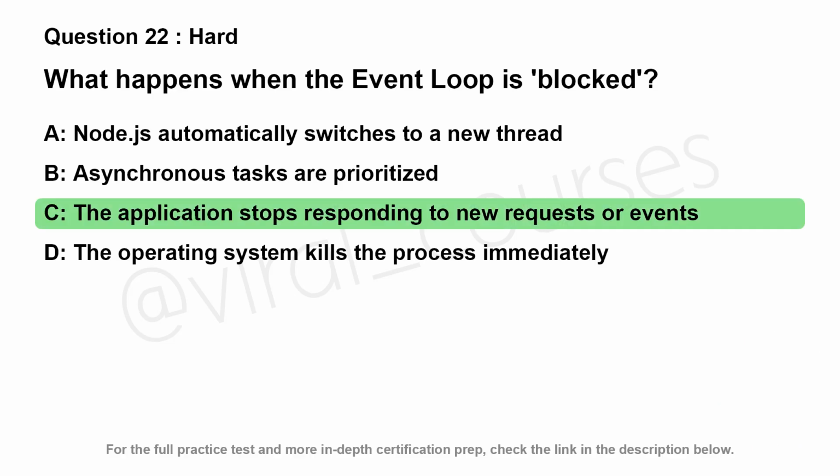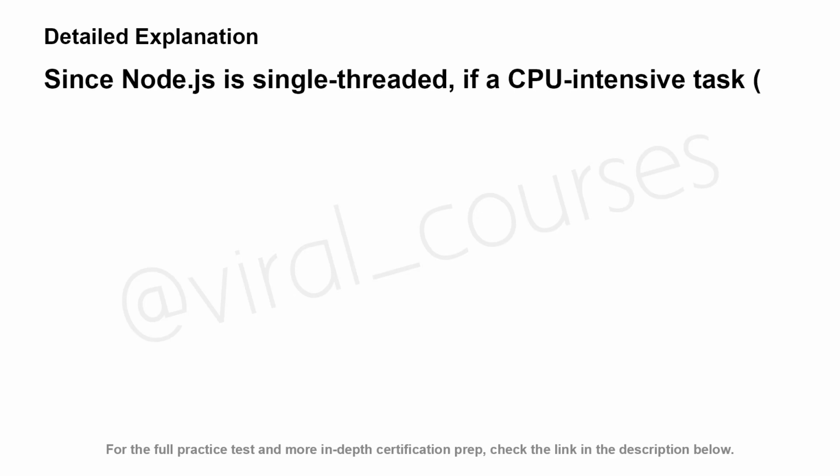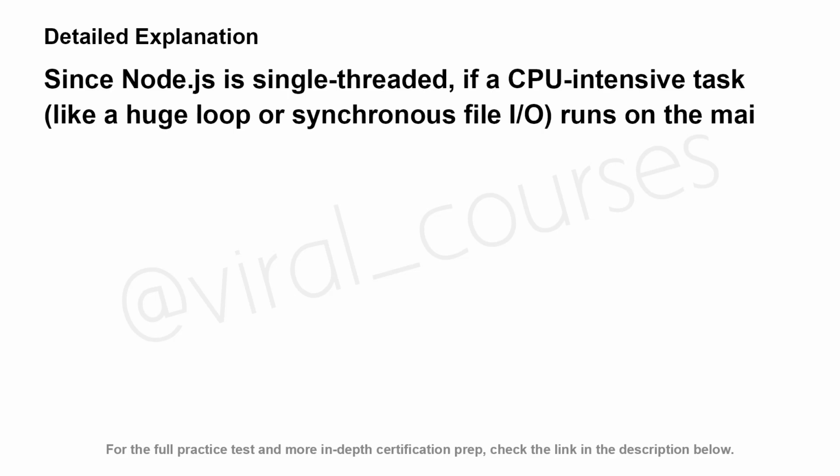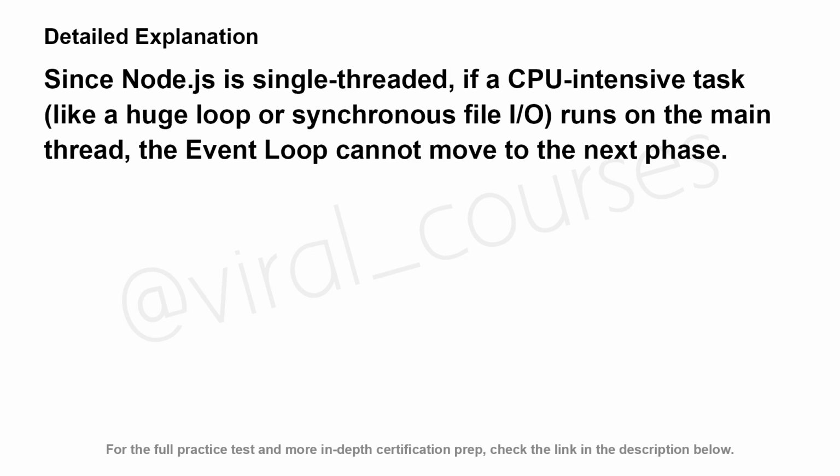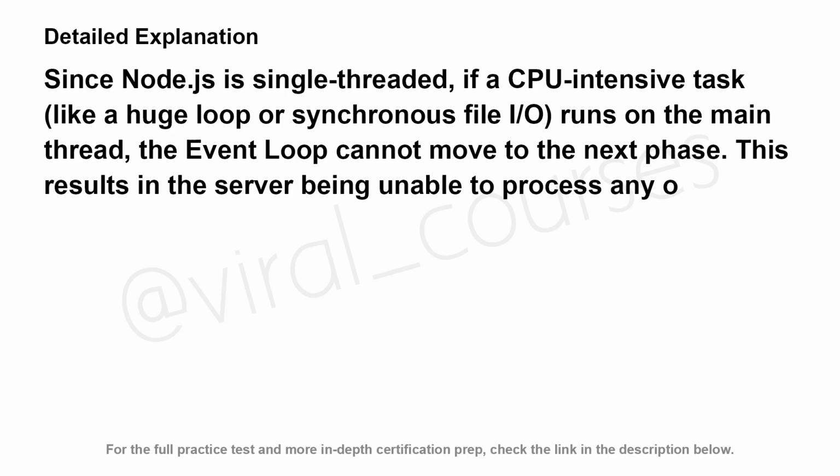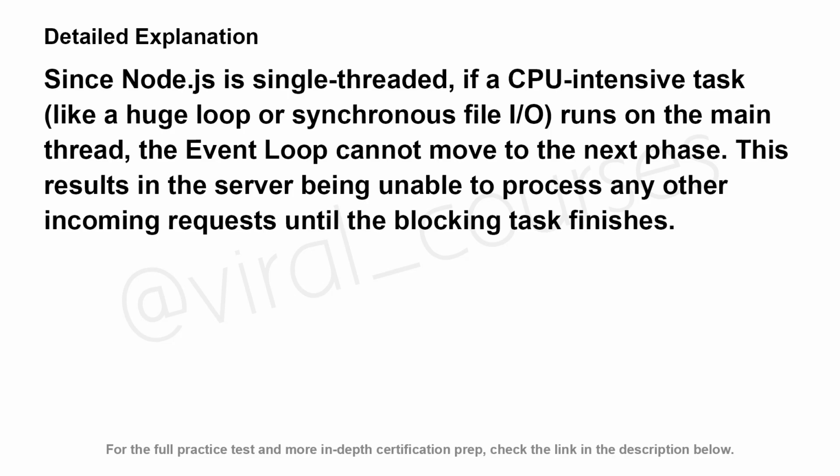The correct answer is C. Since Node.js is single-threaded, if a CPU-intensive task, like a huge loop or synchronous file I/O, runs on the main thread, the event loop cannot move to the next phase. This results in the server being unable to process any other incoming requests until the blocking task finishes.